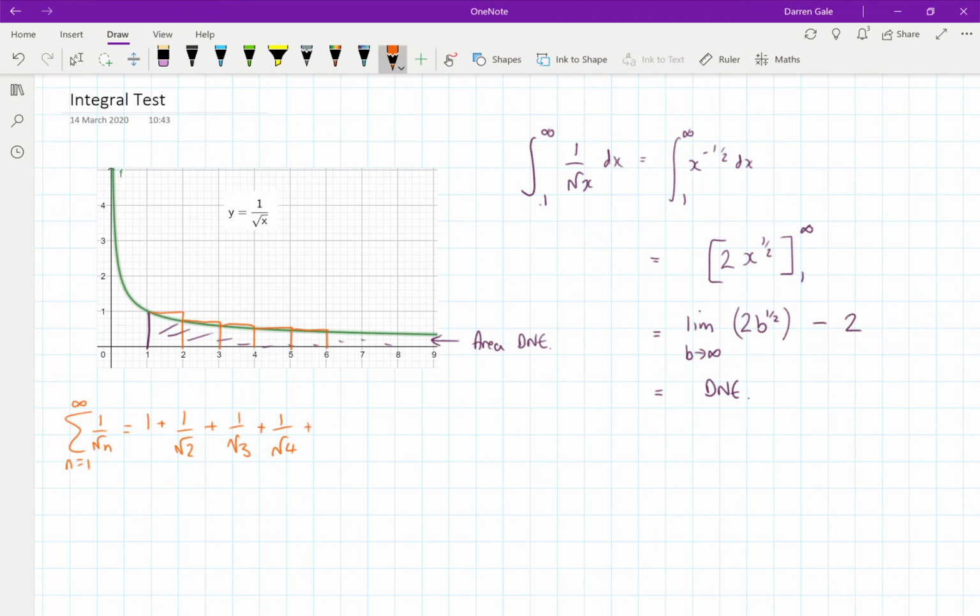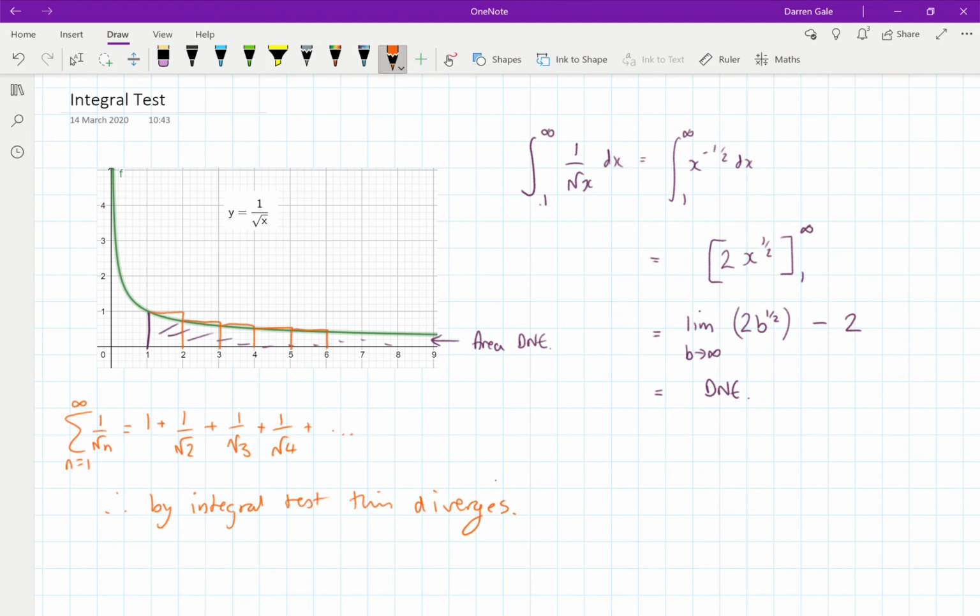So there we've got that. We can see that the bars are bigger than the area. Therefore, by the integral test, this diverges, because by doing the integration, we know that there's no limit for the area under the curve. The bars are bigger than that area, therefore that does diverge.